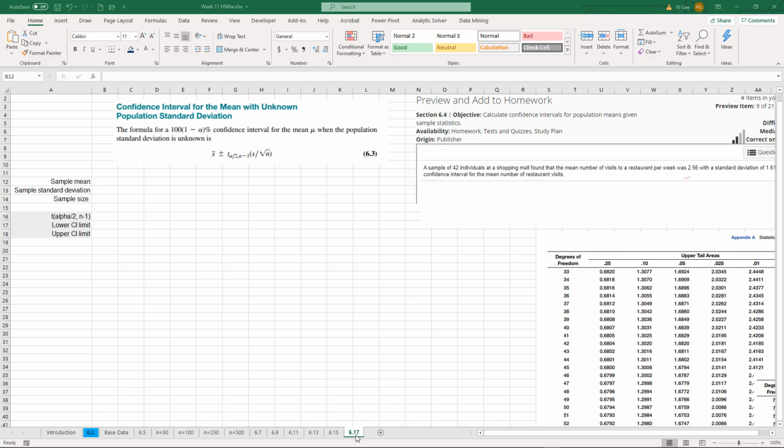And here we go with problem 617. This is where we start getting into t statistics. What is a t? T is like a z. Okay, so remember what a z is? Okay, so t is like a z adjusted for a couple of things.